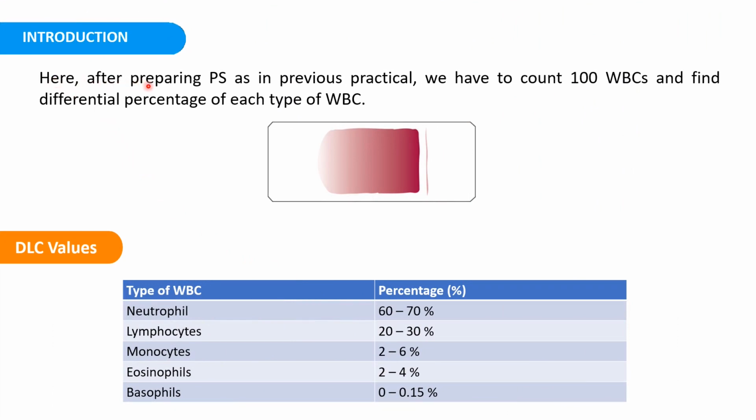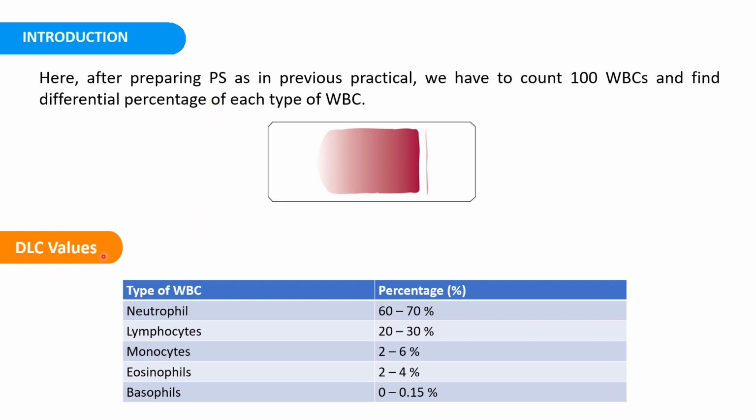Differential count is done after preparing the peripheral smear. First you have to do a peripheral smear, then we have to count 100 WBCs in that smear, and from that we find out the percentage of each WBC. That is known as differential leukocyte count. So you count 100 WBCs in the peripheral smear, and out of that 100, the percentage of each WBC present is the differential leukocyte count.